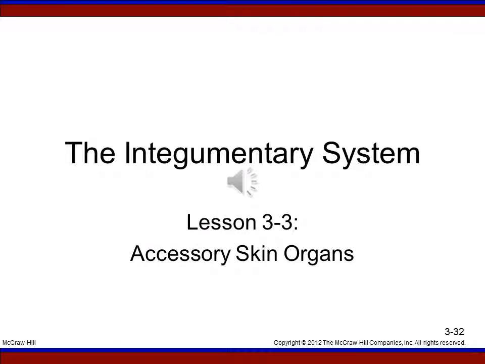So we've just concluded disorders of the integumentary system, and now we're moving on to lesson 3 of chapter 3, which is accessory skin organs. Accessory skin organs include the sebaceous and sweat glands as well as the nails. By the end of 3.3, you will be able to distinguish the different accessory skin organs, identify the structure and functions of the accessory skin organs, and describe certain disorders affecting the accessory skin organs.